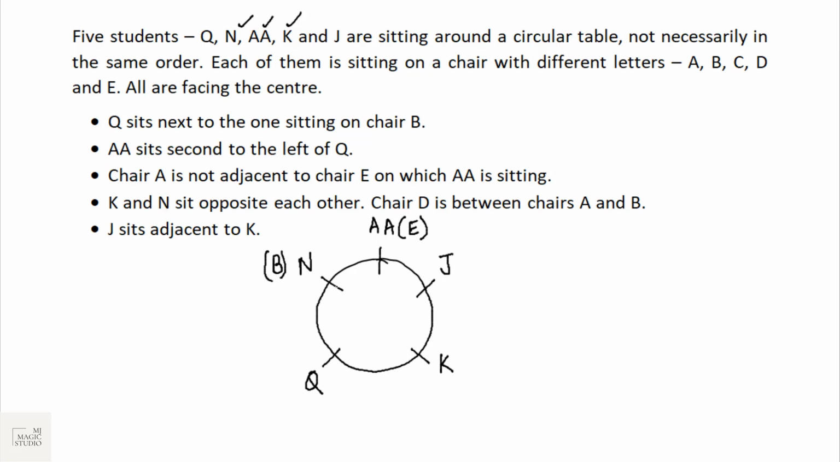Now once again we need the chair numbers. Chair D is between A and B. So it cannot be A, it has to be A. Then chair number D is this, between A and B. This becomes chair number C. Bingo, done. This is the arrangement we are looking for. Now we will look at the questions that follow.